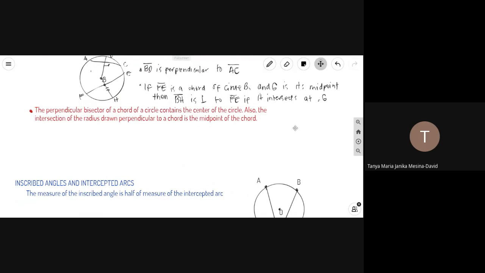Another is, the perpendicular bisector of a chord of a circle contains the center of the circle. Also, the intersection of the radius drawn perpendicular to a chord is the midpoint of the chord. So it's very similar to what was given before. But remember, the perpendicular bisector of a chord will always contain the center of the circle, and the intersection of the radius drawn perpendicular to a chord is the midpoint of the chord.